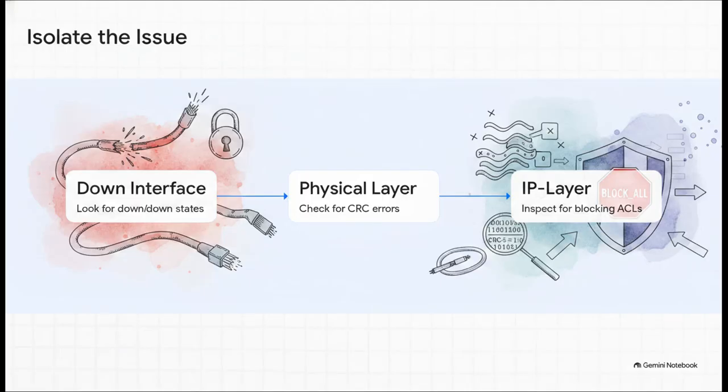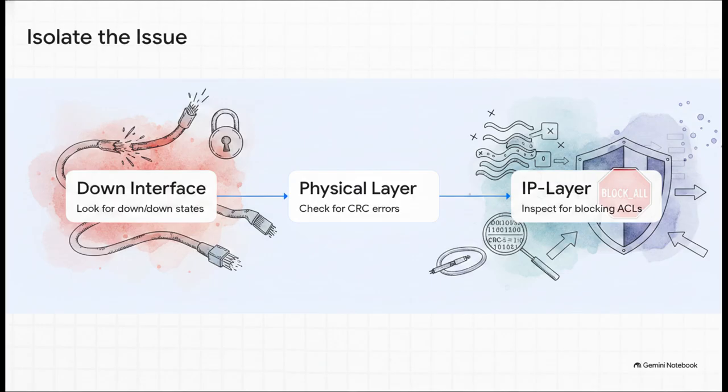Let's translate some of the cryptic gibberish you might see during that investigation into plain, actionable English. If you run show IP interface brief and see an interface is down/down, you immediately know you have a physical or data link problem on that specific port. If you run show interfaces and see a high number of CRC errors, that specifically points to a bad physical cable, a faulty SFP module, or a duplex mismatch that is literally corrupting the frames.